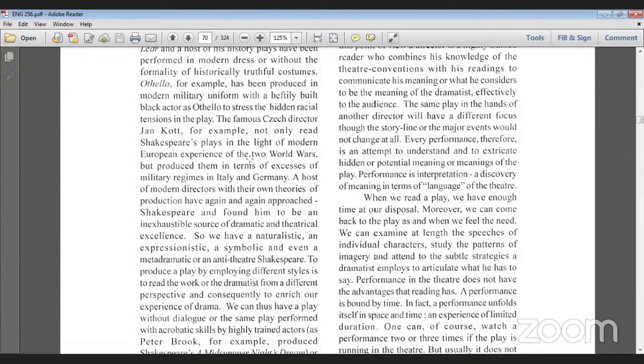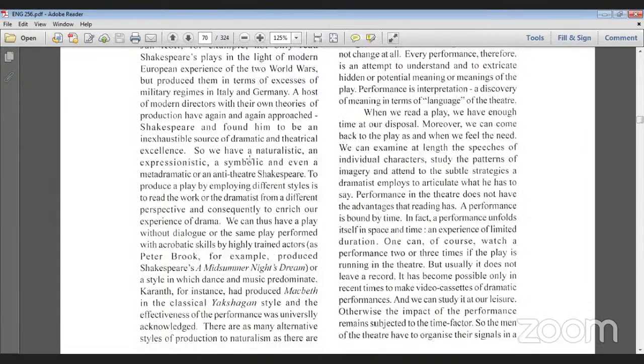Moreover, we can come back to the play as and when we feel the need. We can examine and listen to the speech of individual characters. There is a pattern of imagery, and we attend to the subtle strategies the dramatist employs to articulate what he wants to say.